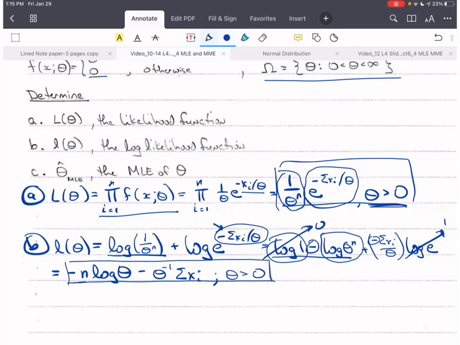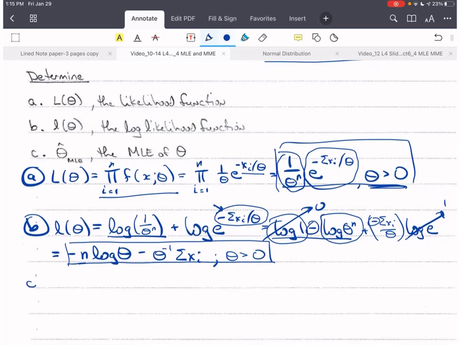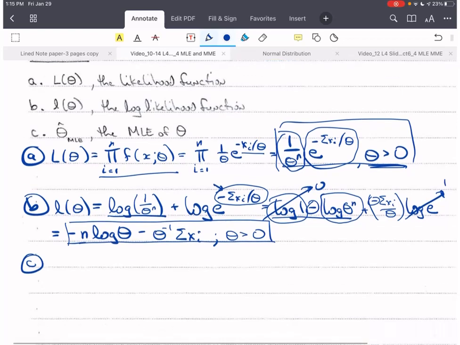Okay. C, I want to find the MLE. So now I say l prime of theta equals 0. Remember, that's going to give you the same solution for theta as if the likelihood is set to 0. That's the same solution if you take the derivative of the likelihood and set it equal to 0. So I need to find l prime of theta. So remember, it's with respect to theta, not x.